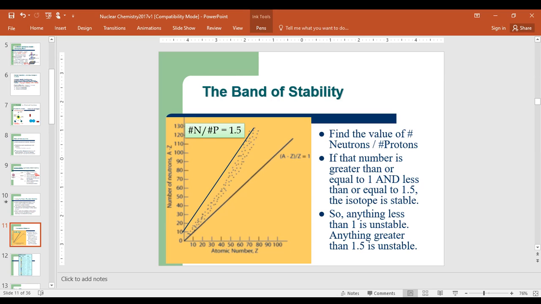So if you look at the bottom of your periodic table, and if you were to calculate the ratio of neutrons to protons, you would find that most of those have a ratio where it's less than 1 or greater than 1.5, and those are all going to be unstable.